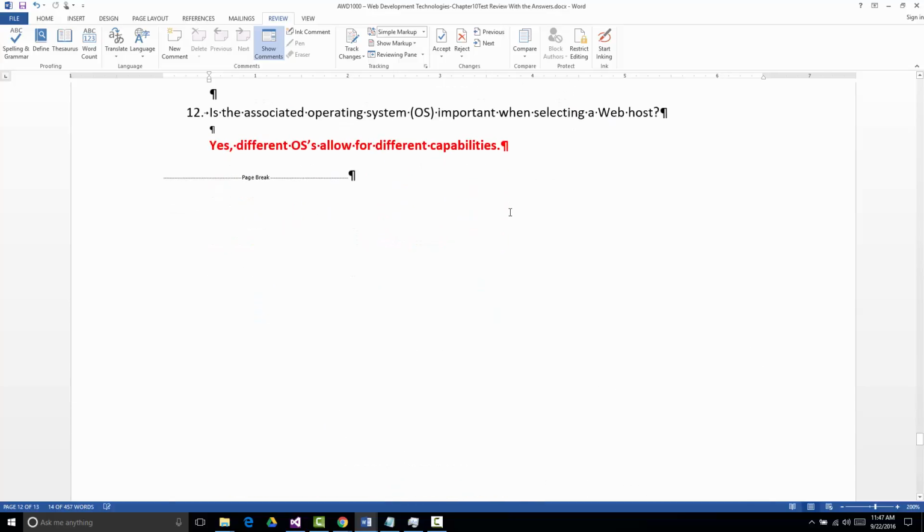All right, number 12, is the associated operating system important when you select a web host? Yes, because again, different operating systems allow you to do different things. If you don't know what an operating system is, you're using Windows 10. I always show people like this. Okay, I draw 3 circles.